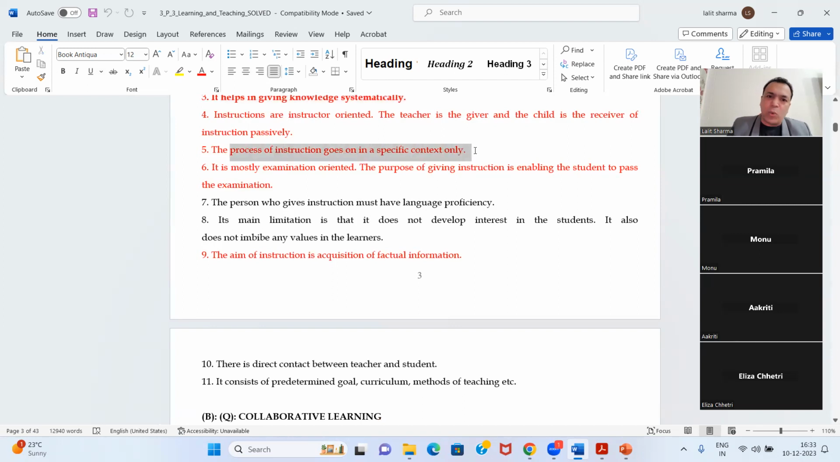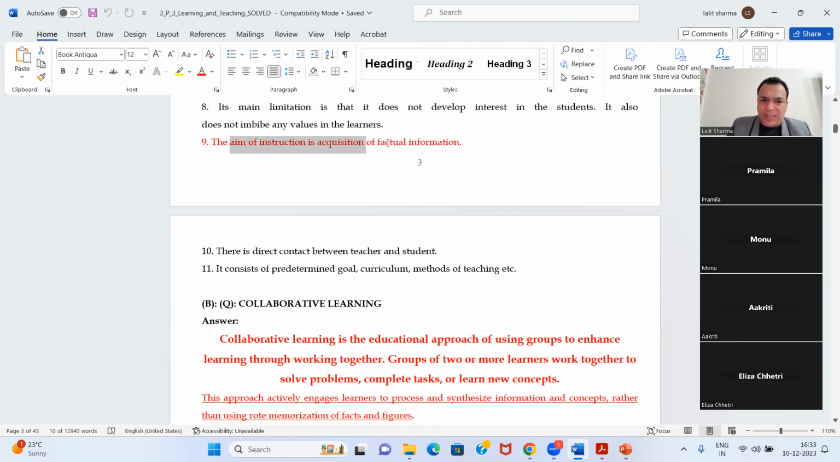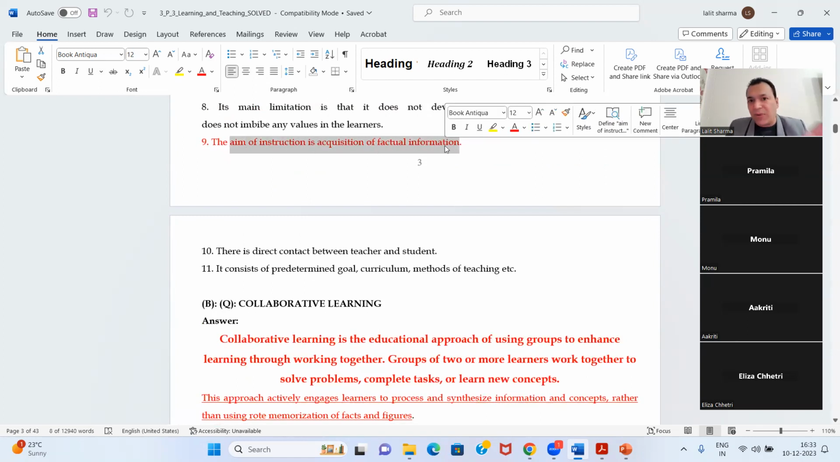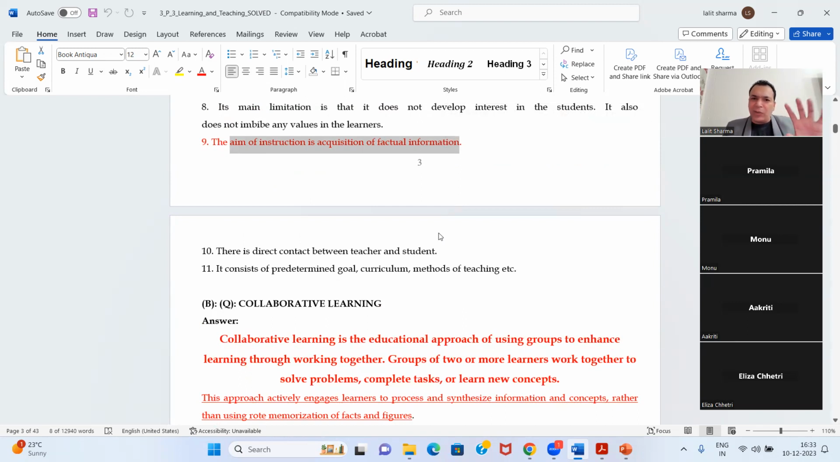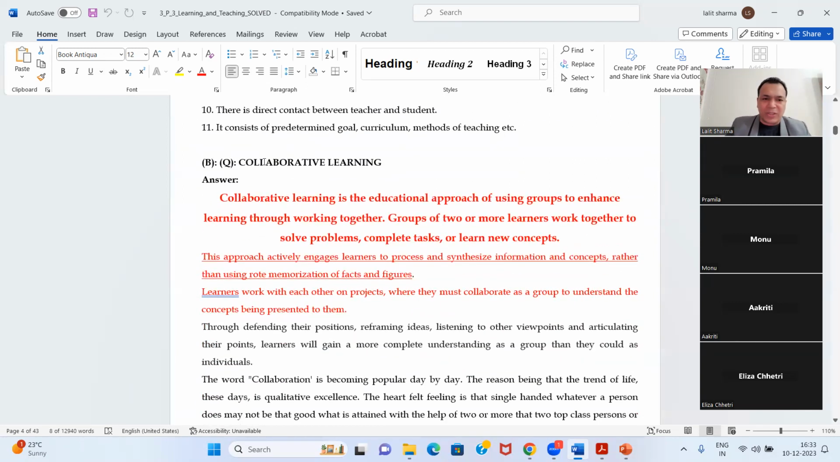The process of instruction goes on in a specific context only, right? The aim of instruction is the acquisition of factual information, right? So sometimes it happens that if you know the factual information, you think that you have become a teacher. Okay, a teacher should know all the things happening in the educational process.